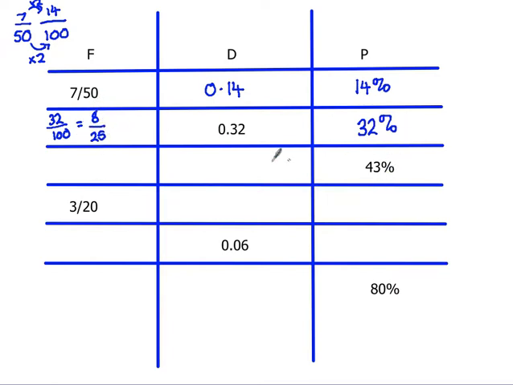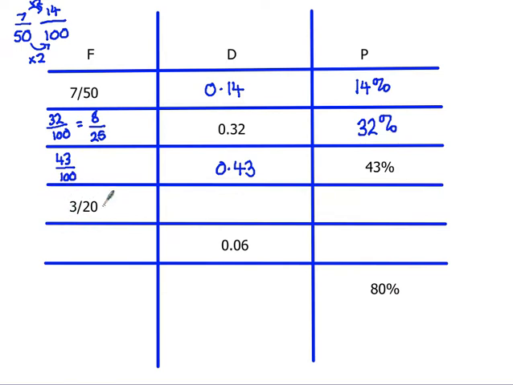Next one, 43%. Again, the same thing as a decimal, that will be 0.43. And as a fraction, it's just going to be 43 over 100, because that's what percentage means. But this one can't be simplified, so we're just going to leave it as 43 over 100.